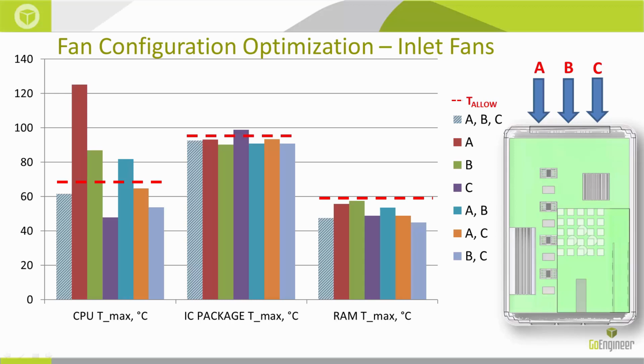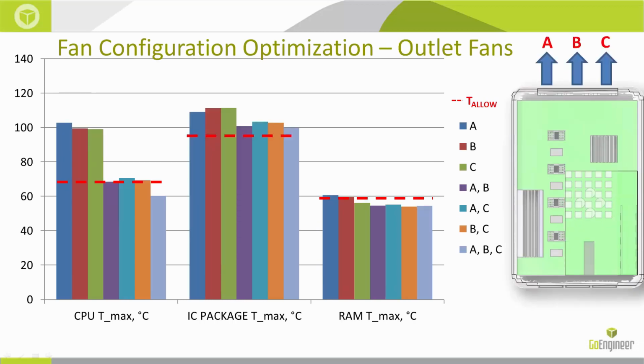Now if we go into the IC package, we see that now the purple is too hot. And regardless of the configurations, it looks like our RAM was kept under temperature. Looking at the outlet fan results now, it's immediately obvious by looking at the IC package that all the temperatures are hotter than the allowable limit. Therefore, it's much more effective to blow cool air in than suck the hot air out.